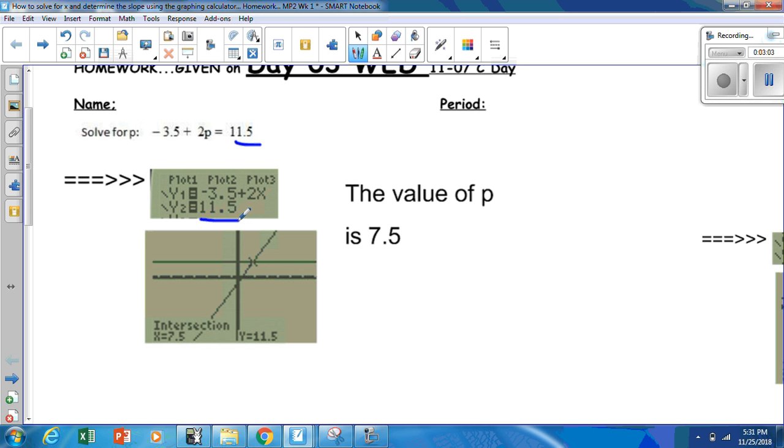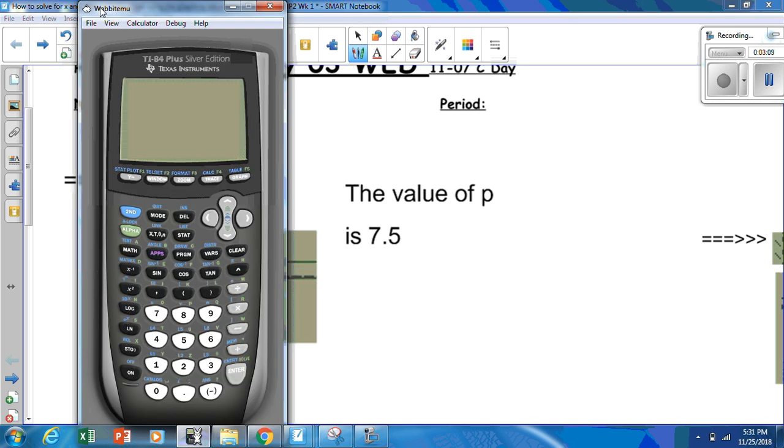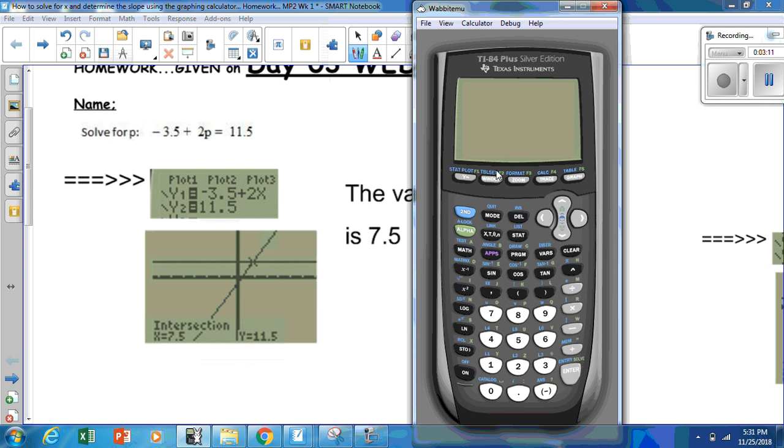Okay, now what do I do next? You guys may remember this well. I am going to get my calculator up here, and I am simply going to hit second, trace, 5, and whatever values are in the calculator, I'm going to hit enter 5 times. 1, 2, 3, 4, 5.